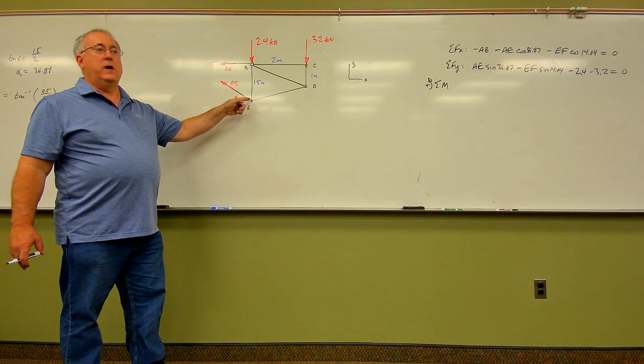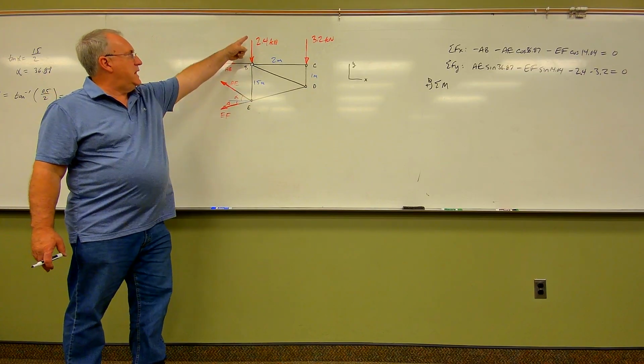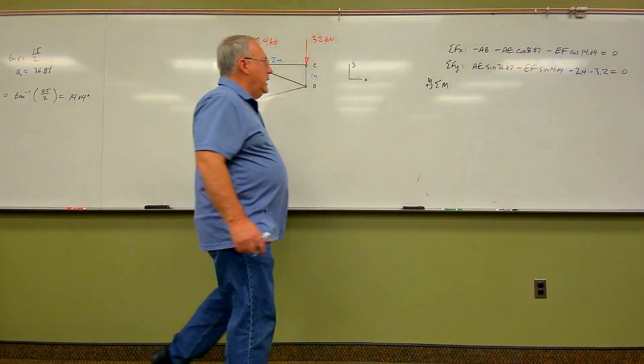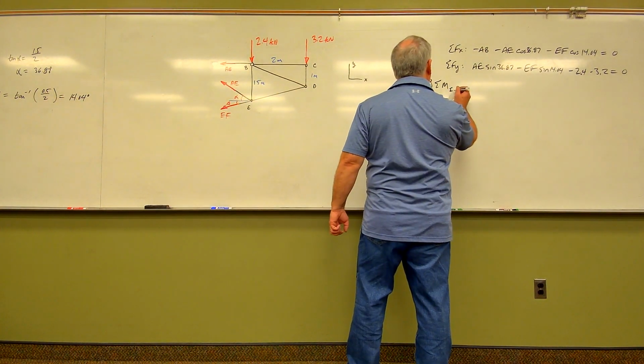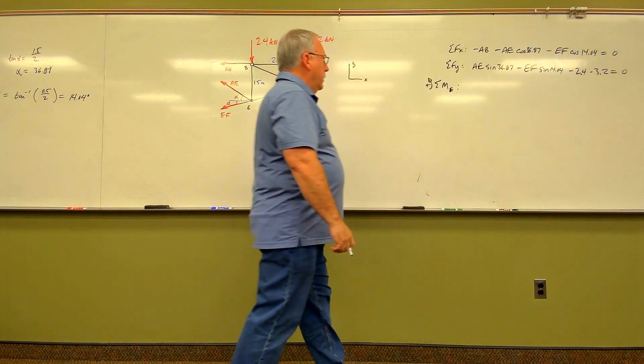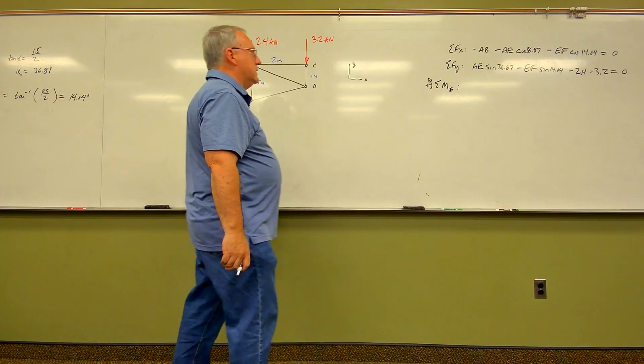AE will not be in that equation. EF will not be in that equation, and that 2.4 right there is not going to be in that equation. This makes this a real simple one here. So if we sum moments about E, with the reminder, as we always will do, that counterclockwise is a positive moment.